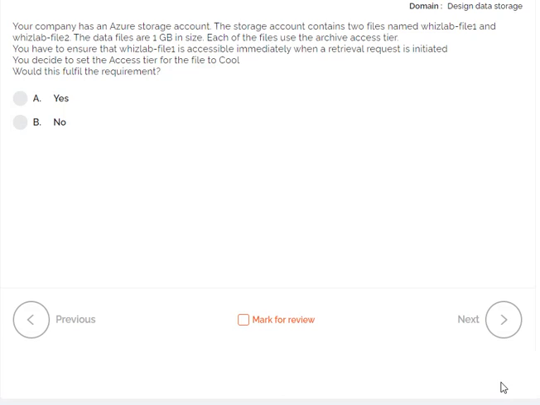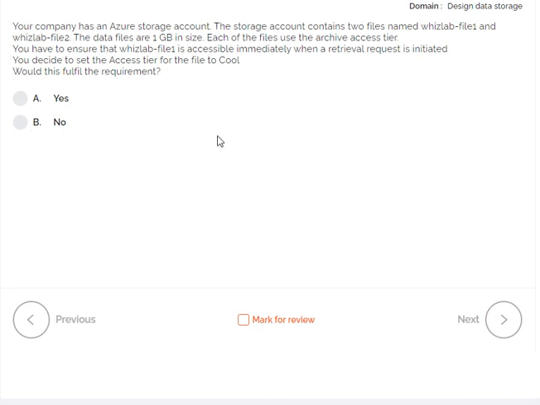Your company has an Azure storage account. The storage account contains two files, file 1 and file 2. The data files are 1 GB in size. Each of the files uses the archive access tier. You have to ensure that file 1 is accessible immediately when a retrieval request is initiated. I hope you have got the question. If not, please pause this video and study this carefully. Okay, so I'm going to provide the answer.